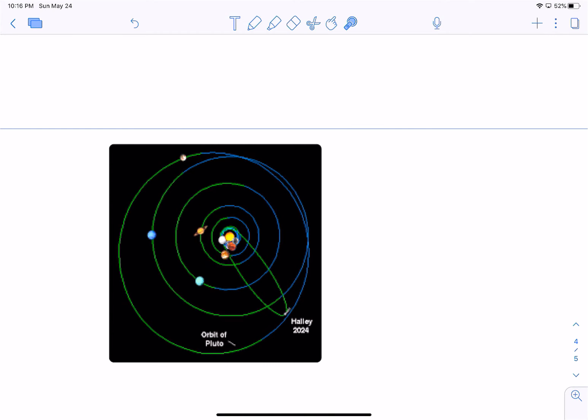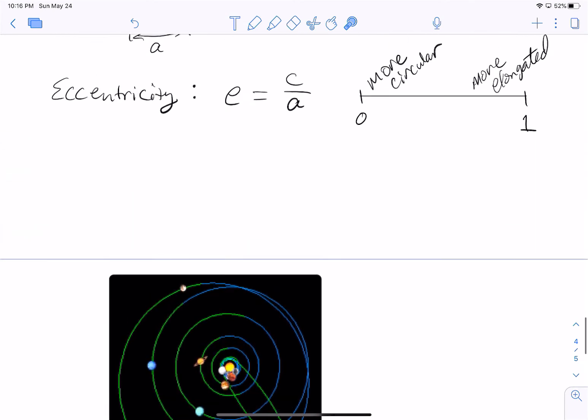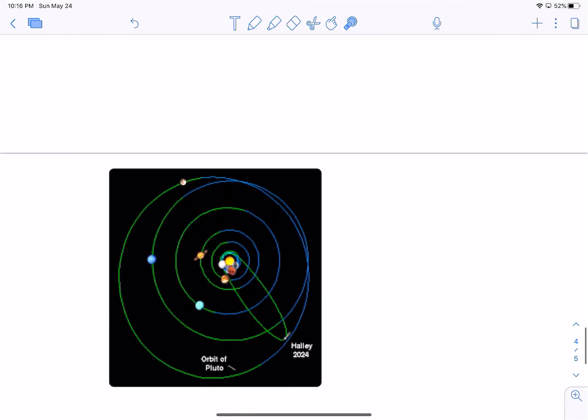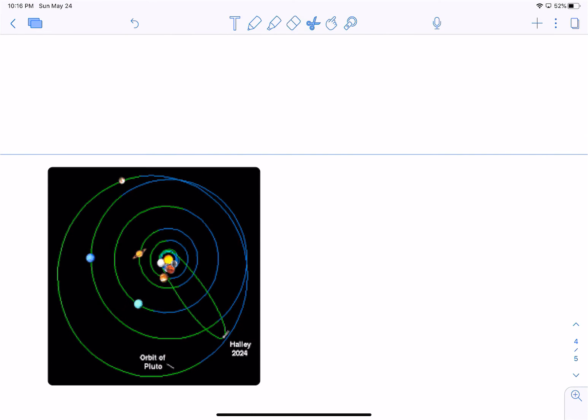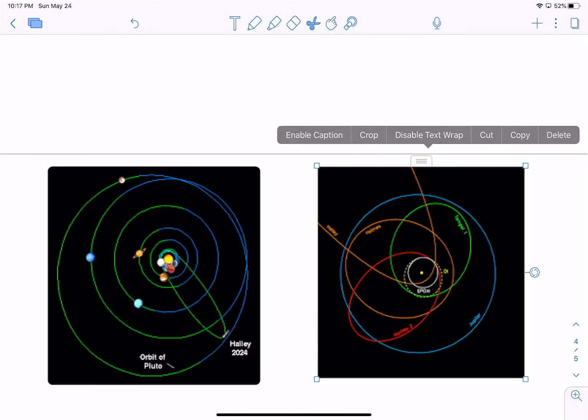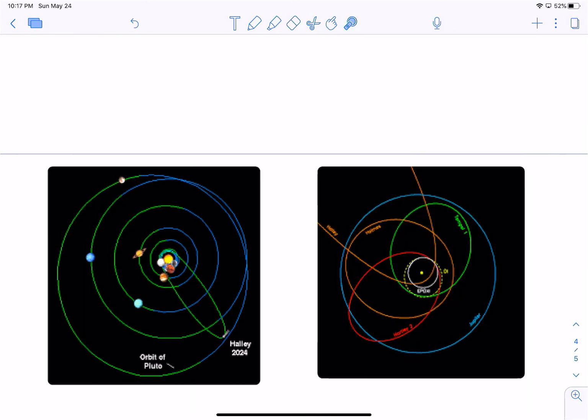So we would say that the eccentricity of Halley's Comet is close to 1, whereas the eccentricity of our Earth's orbit is close to 0. I don't know how close to 1 and close to 0 mean, but we can clearly see Halley's Comet is more elongated. And then here we have another image that has various orbits.